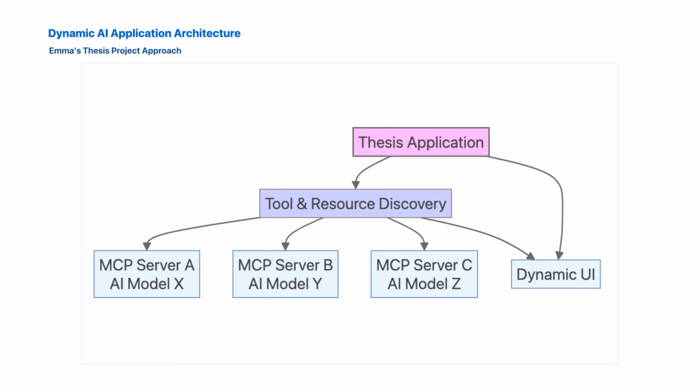Oh, that's brilliant. So I could dynamically build my application based on whatever capabilities the server advertises. I'm thinking I could use this for my thesis project, connecting to different AI services, and then showing what each one can do in a unified interface. But what about error handling? What happens if the connection drops or something goes wrong with a tool call?